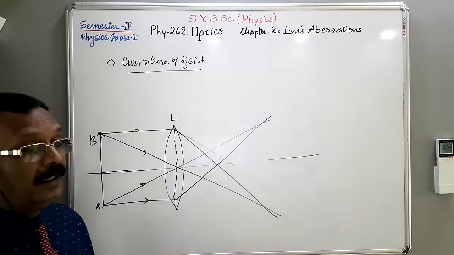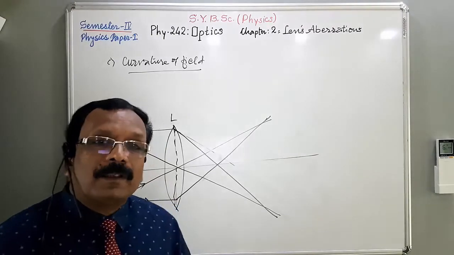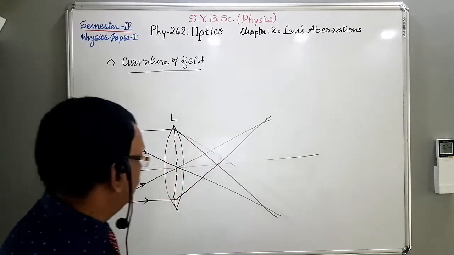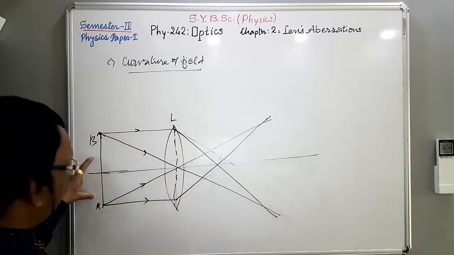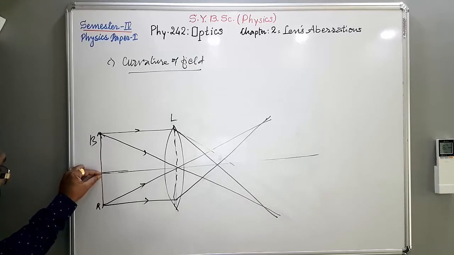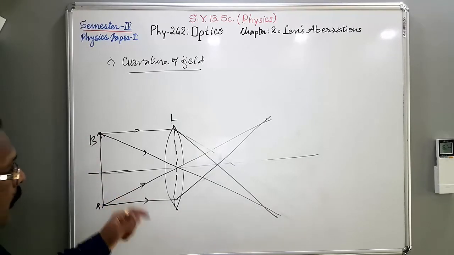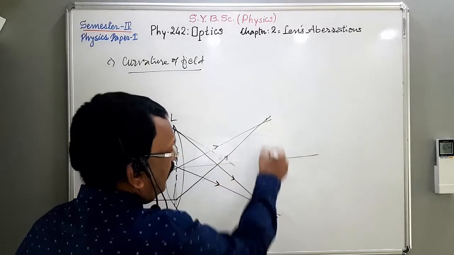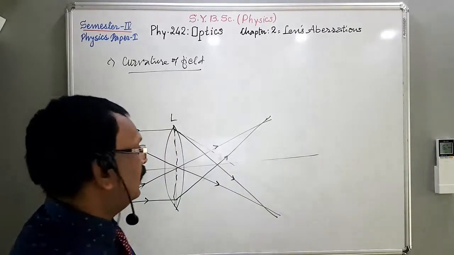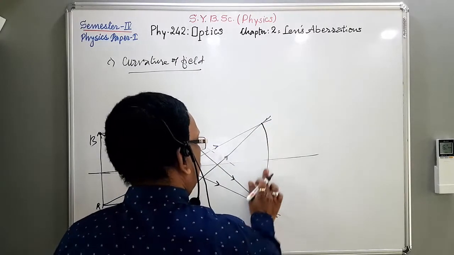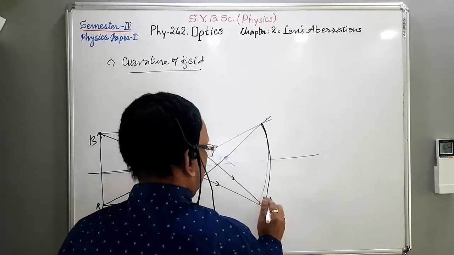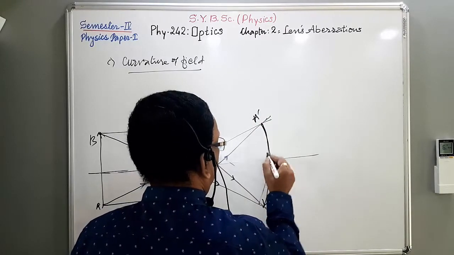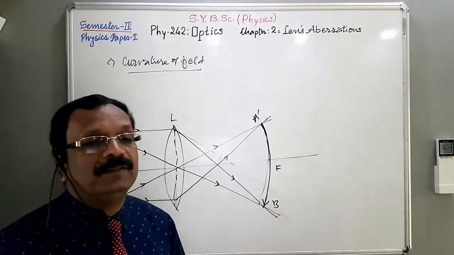See, this is the lens which is free from spherical aberration, free from chromatic aberration, and free from astigmatism. But see here, instead of a single point object, if we consider the extended object, after refraction the image is not flat, but the image is like this. This is the image, which is a curved image.